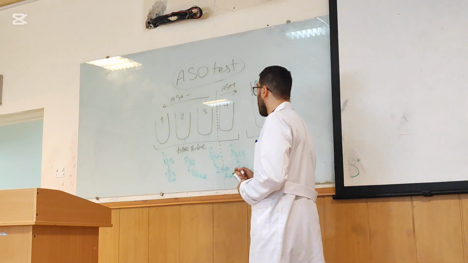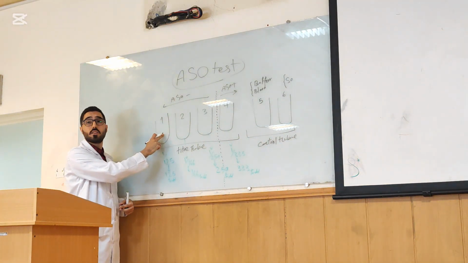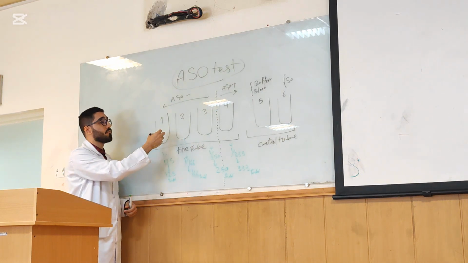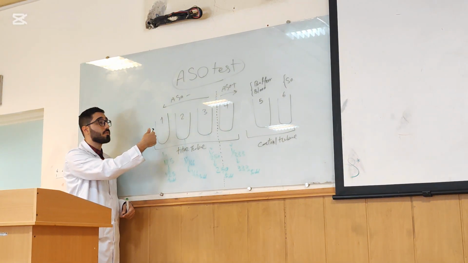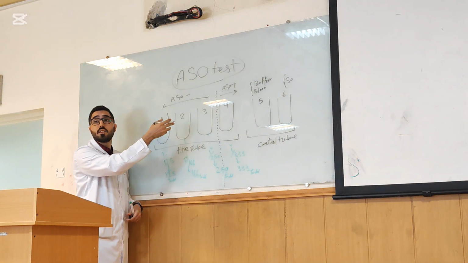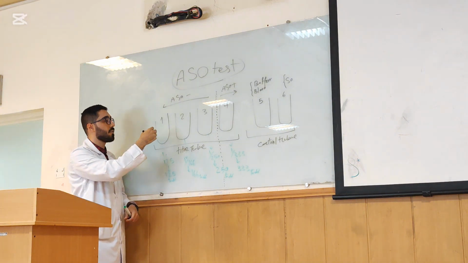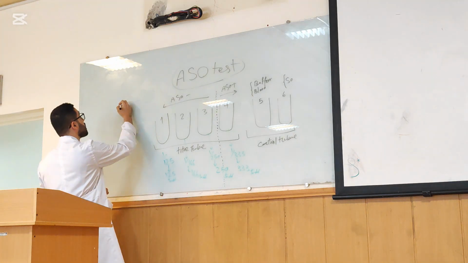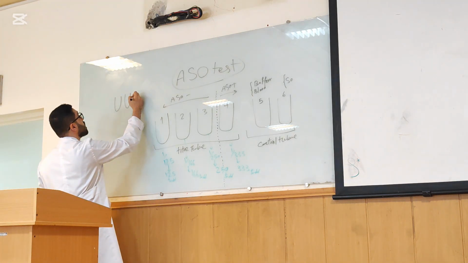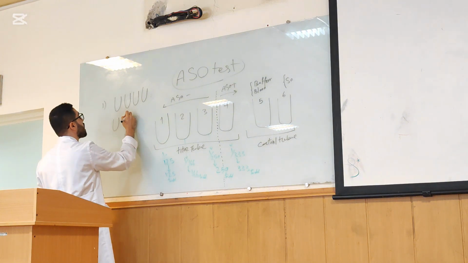Okay? If we have no lysis in tube number 1, we go for tube number 2. If we see no lysis, we go for another tube. If we see lysis, stop and go back to the last tube with no lysis. Okay? Based on that, we have four shapes for the ASO test.